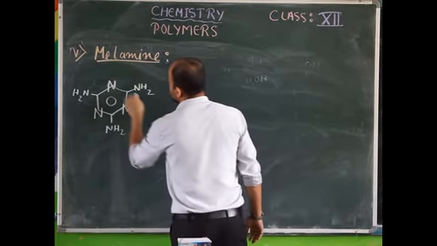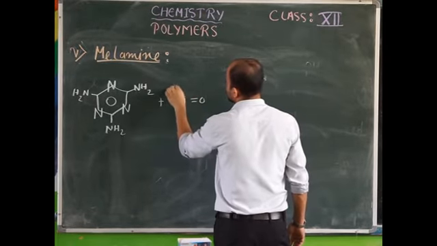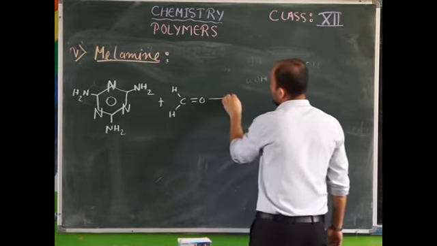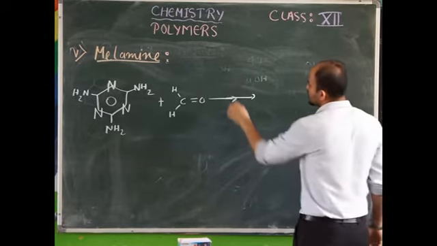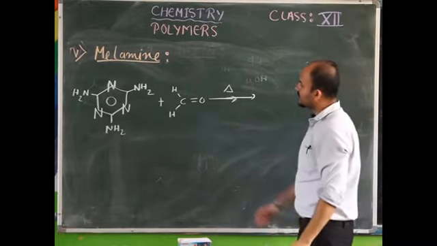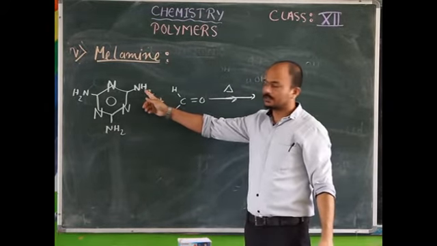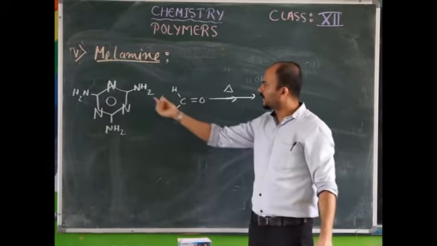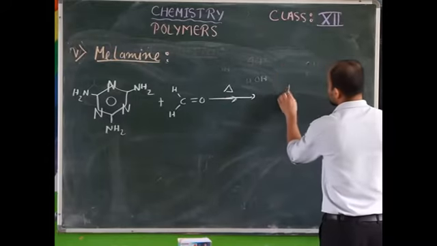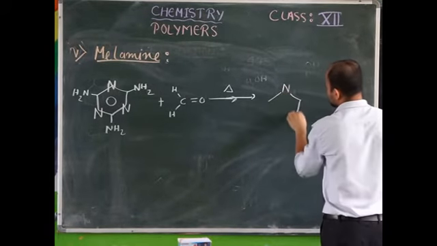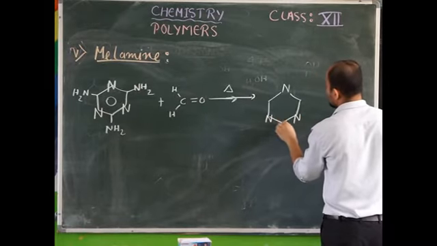And whenever it is reacted with formaldehyde, we have C double bond O and H and H. Now see, whenever these two are heated, at first this carbon will be condensed with this nitrogen. So we have CH2O, and one hydrogen will be coming here from here. As a result, let me write this product. In fact, this is the intermediate. This is not the final polymer.